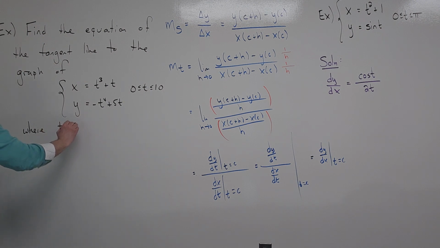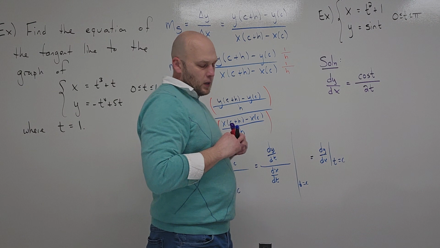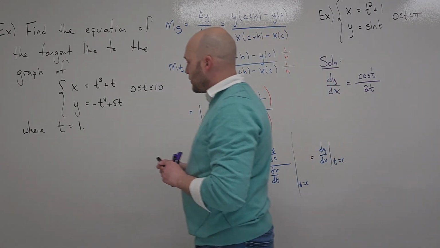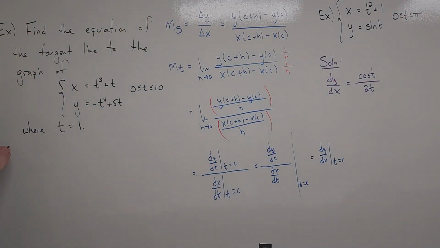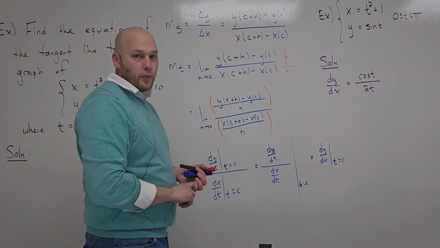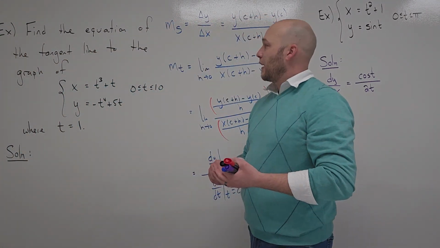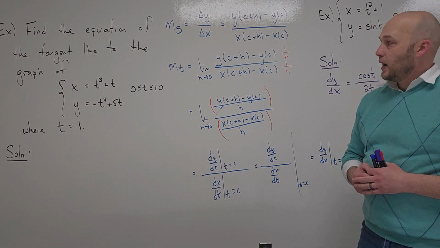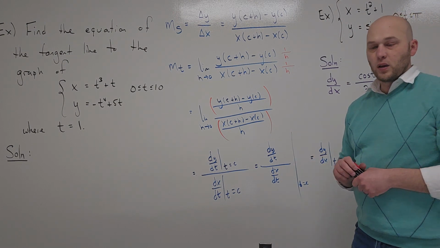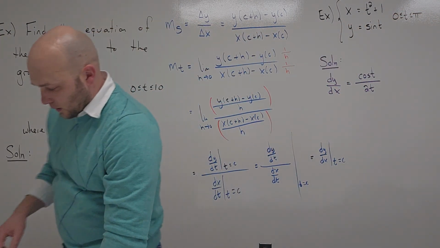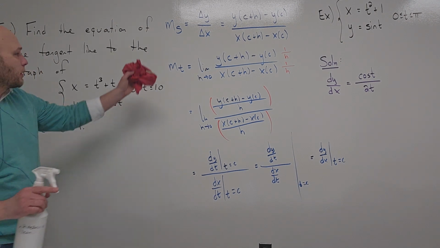where t is equal to 1. Okay, so solution for this. Well, what we're going to have to find is the point on the graph, the point of tangency. We have to find the slope of the tangent line, and then we'll put it together and find the equation of the line. And it looks like I'm going to need some more space, so let me clean this up too.